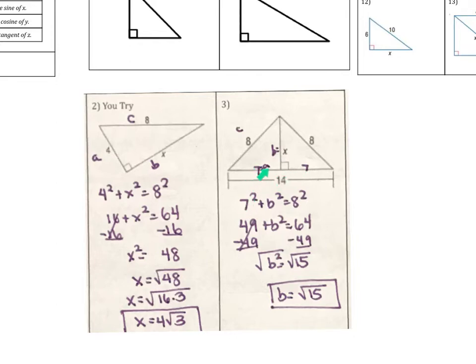So we realize that we can name this A squared is 7 plus b squared. We don't know what that is. We can call it b squared or x squared. And that equals 8 squared. Then we solve it. You get b equals square root of 15.